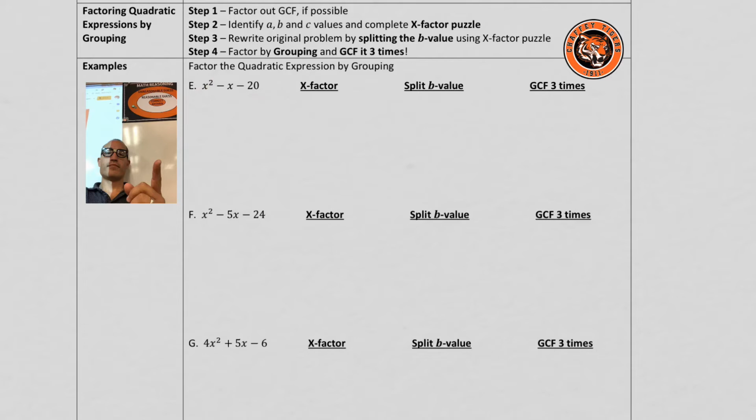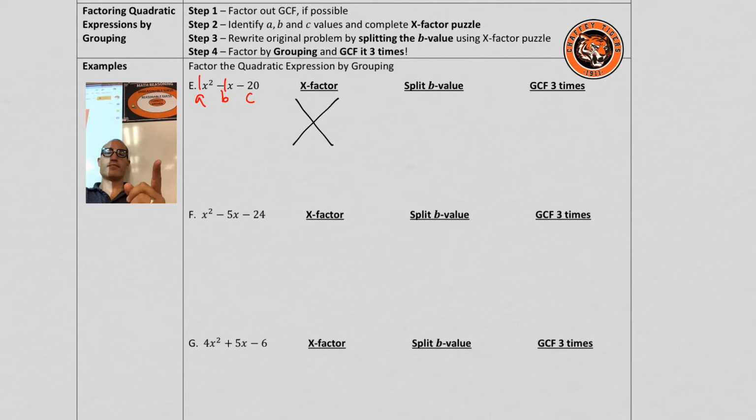Here we go. So step 1 is, or step 2 is, in this case, let's identify A, B, and C. And you're already good at that for quadratic expressions. In this case, A is 1, B is negative 1, and C is negative 20. You've done this for about a month, so you're good at this already. So then it says, let's make the X factor puzzle. So here's our X factor puzzle. So we draw an X.